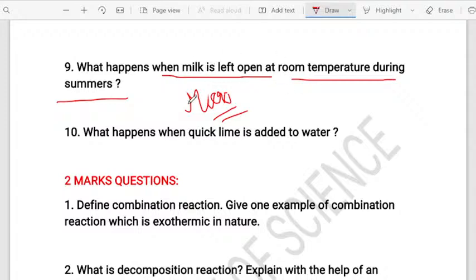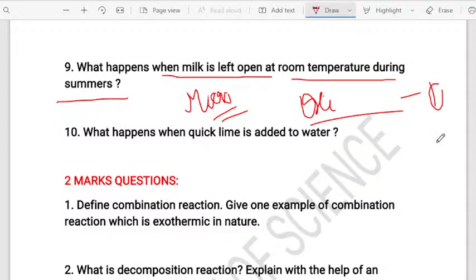What you must write exactly here is what happens when milk is left at room temperature. First you must write that it will undergo oxidation. The word oxidation is very, very important. You must write that it is getting oxidized, and it will show microbe development, and as a result its smell and taste change. So we call this condition rancidity. So do mention the reason to get full marks, because they are asking for the reason.